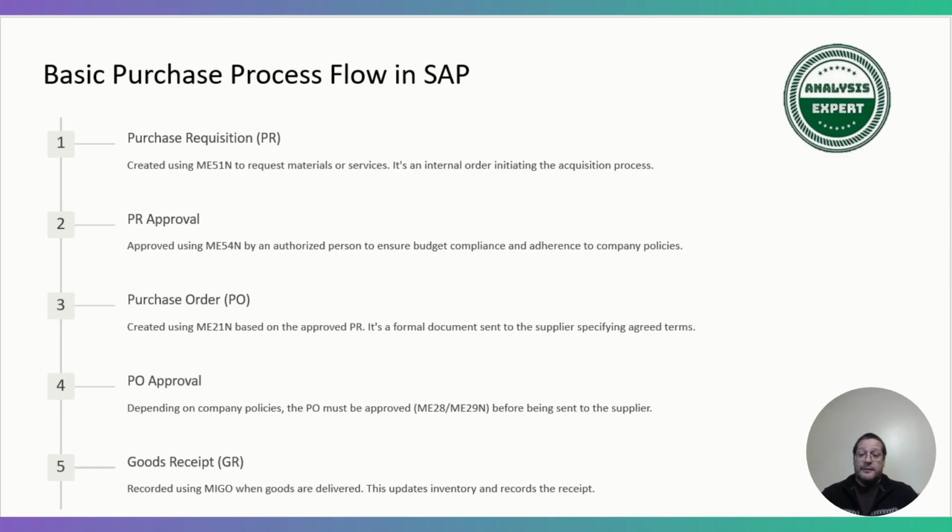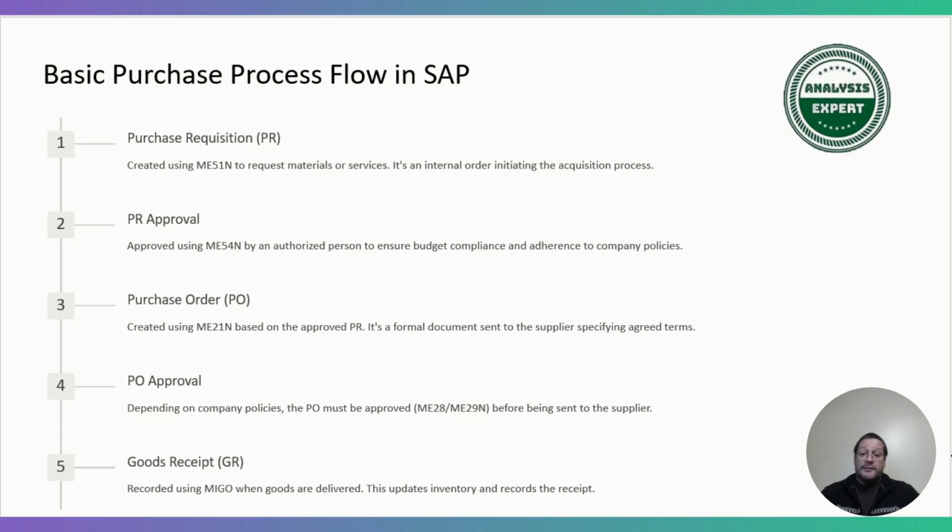The next point, after the purchase requisition gets approved, and what do you have to do? Create the purchase order, with which transaction? ME21N. So with the ME21N transaction, you proceed with the purchase order, specifying the terms agreed with the supplier.